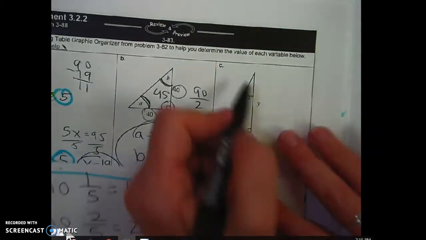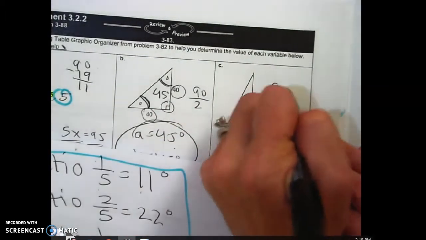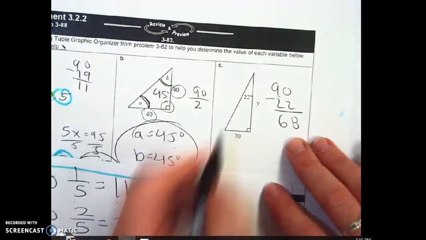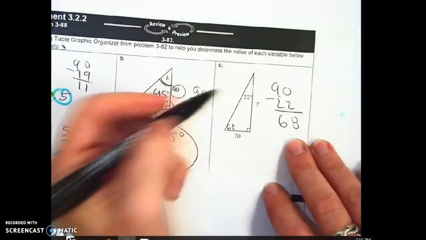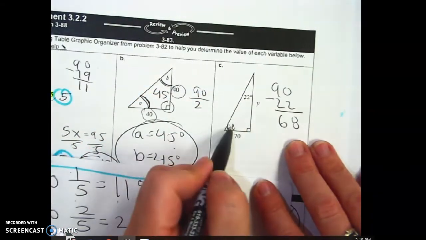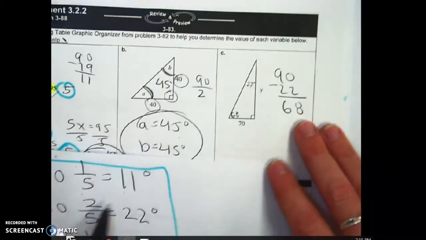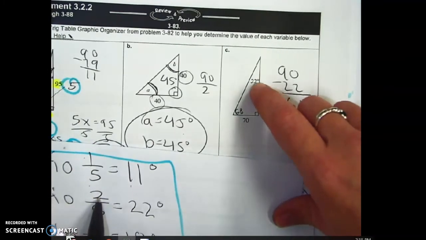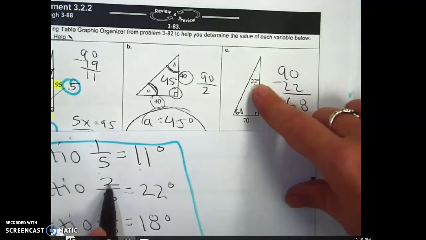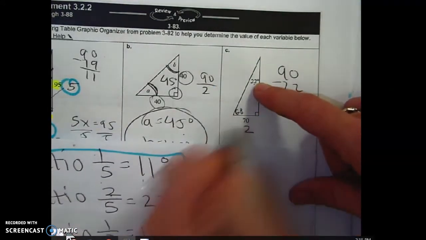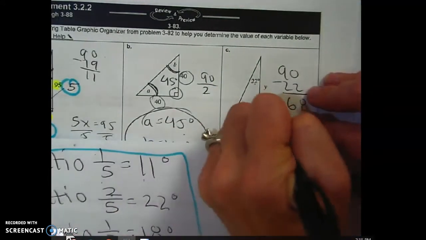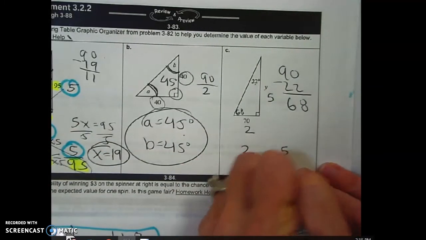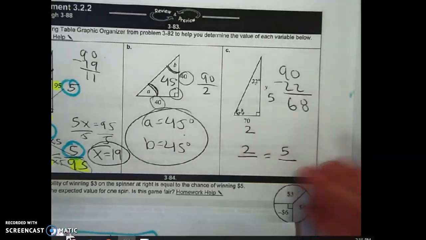All right, 22. So I go 90 minus 22, and that's 68. So this is 68. So we have the 22 and we have 68. 22 is smaller than 68. So 22 gets the smaller side, which if you look, here's the ratio. So 22, 2, 68, 5. What is the ratio? 2 and 5. There's my ratio.